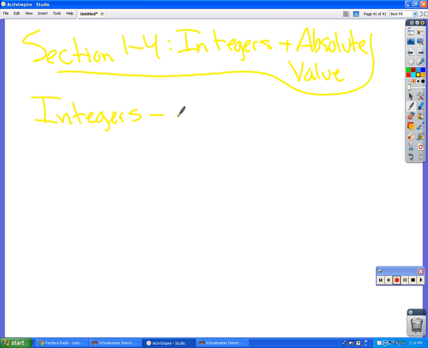Okay, so integers are all the whole numbers, and we're going to throw in there their opposites. Okay? So integers are all the whole numbers that we know and love, plus we're also going to be able to use the opposites of the whole numbers as well. Okay?